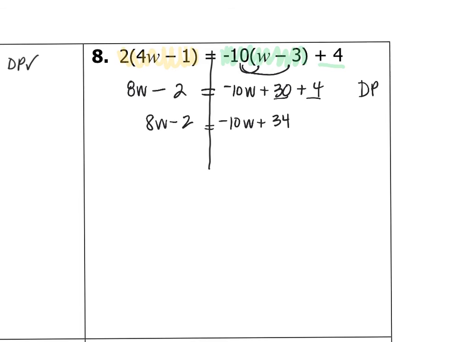Now I have distributed both on the left and the right. I've combined like terms on the left. Now that I'm done distributing and combining like terms, basically I'm done simplifying the left and the right. Now I can proceed to take care of my variables on both sides. So I'm actually going to zero out this negative 10w by adding 10w to both sides. That gets me 18w minus 2 is equal to 34. And go ahead and finish the problem to get the value of w.